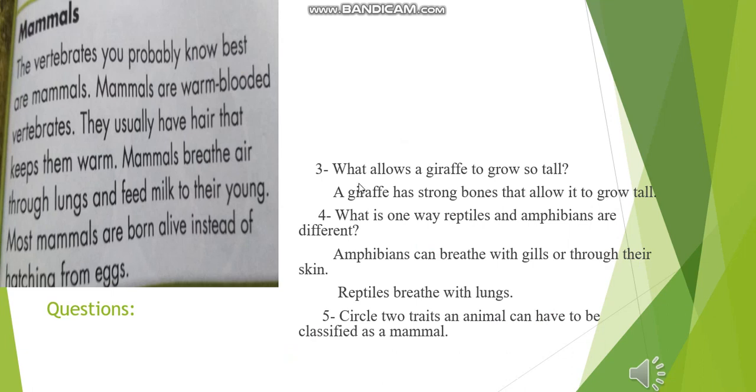Question number 3. What allows a giraffe to grow so tall? A giraffe has strong bones that allow it to grow tall. Question number 4. What is one way reptiles and amphibians are different? Amphibians can breathe with gills or through their skin. Reptiles breathe with lungs. Question number 5. Circle 2 traits an animal can have to be classified as a mammal. You're going to circle hair and breathe air through lungs.